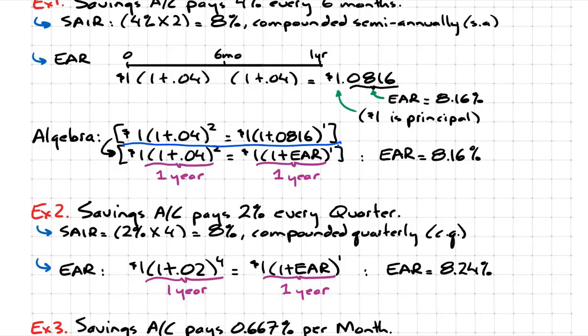So if you just look at this framework right there, again, it's just an equation with one variable. So you just solve for EAR, you get 8.16%. So the same as that.